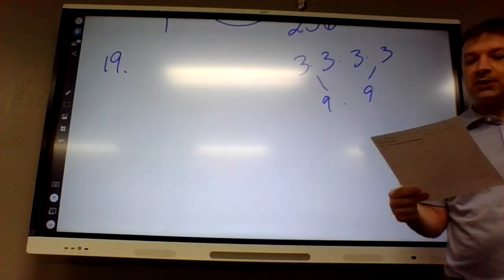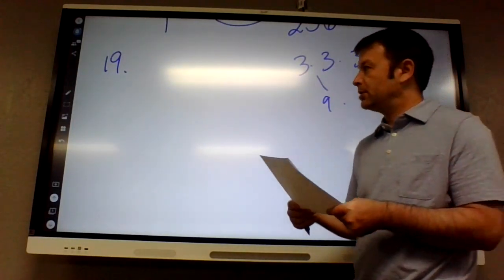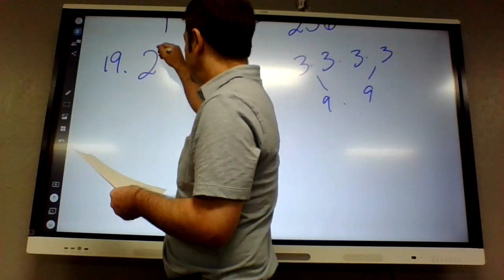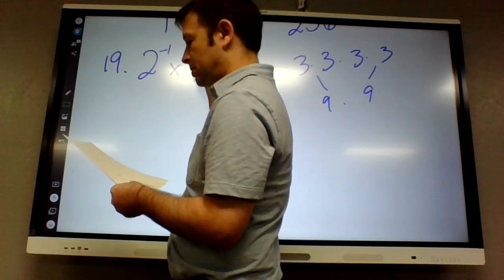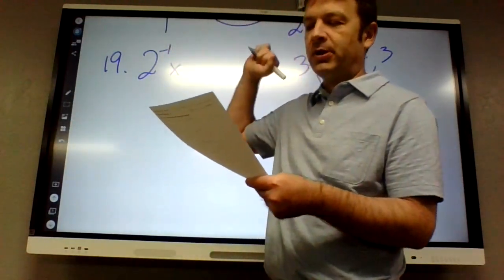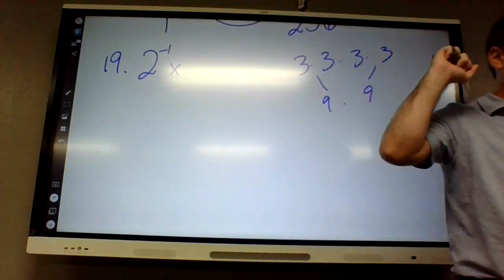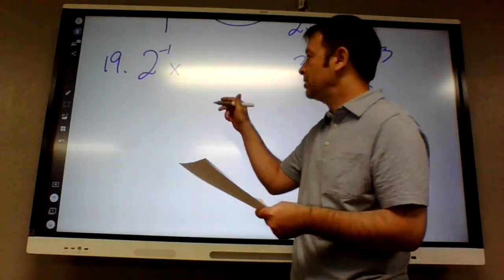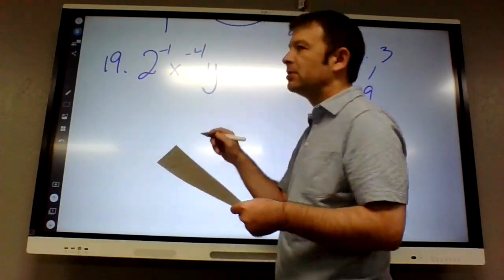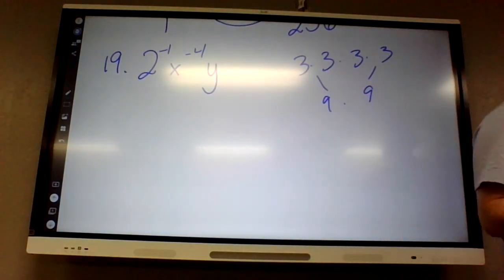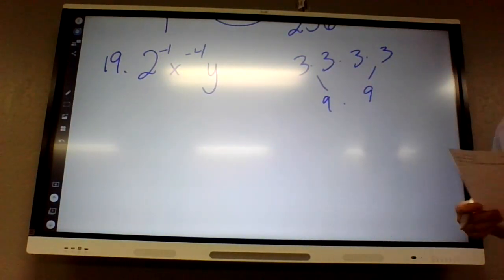Pretty similar to 17. So we got 2 to the negative 1, x to the what? Number 19. x to the what? Negative 4, right? Because we're multiplying. And then we've got y to the what? Positive third, because negative times negative equals positive.